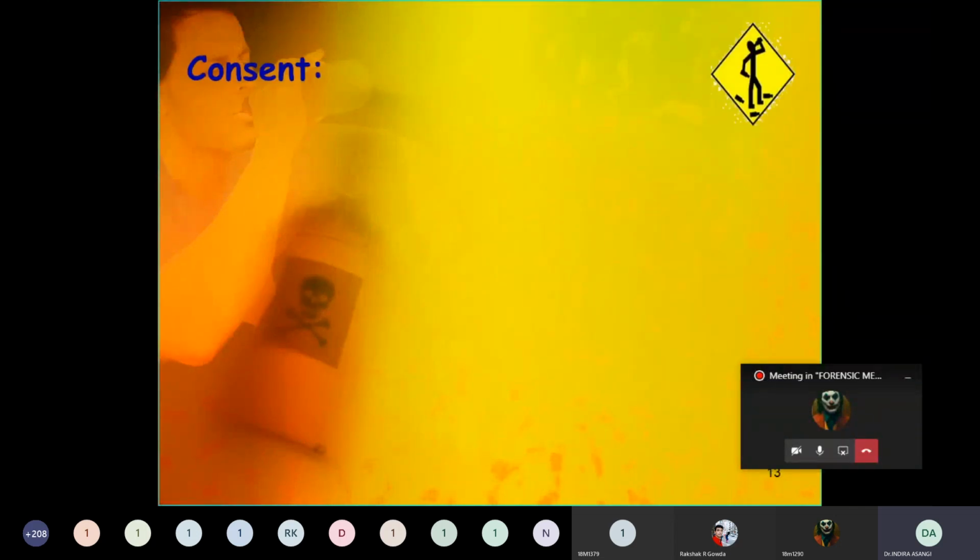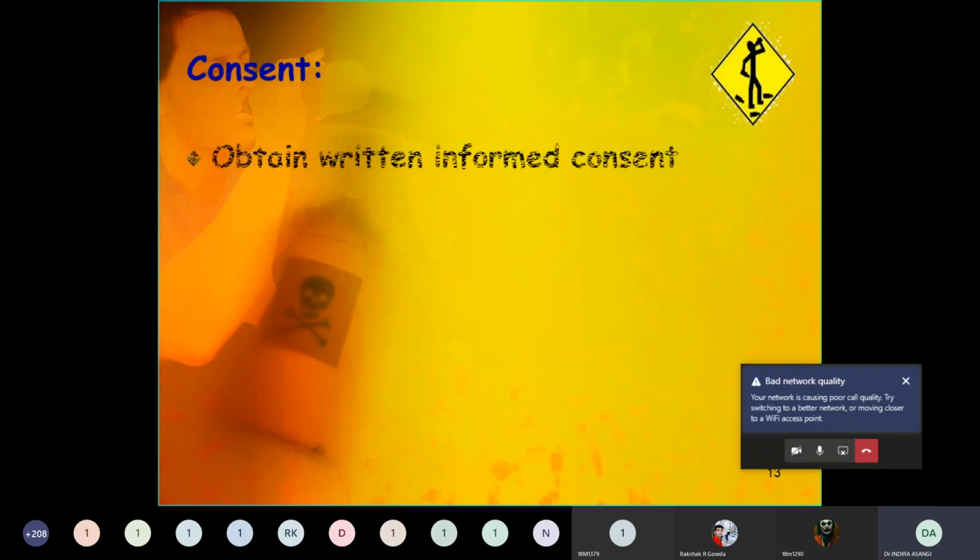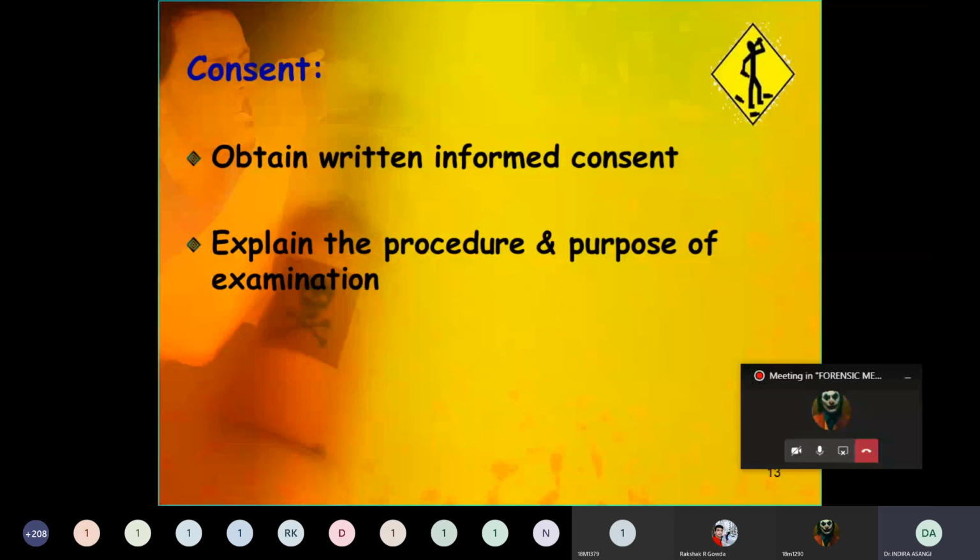Okay, now coming to the examination proper, remember one thing: consent is very much needed. You can take a written consent if the person is conscious, well oriented, and sober. So you can take a written informed consent.